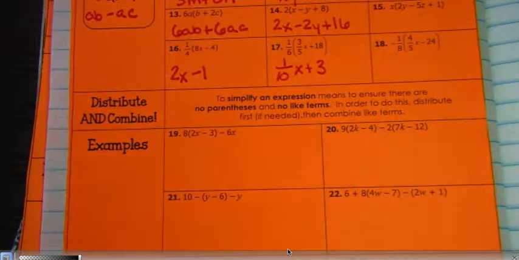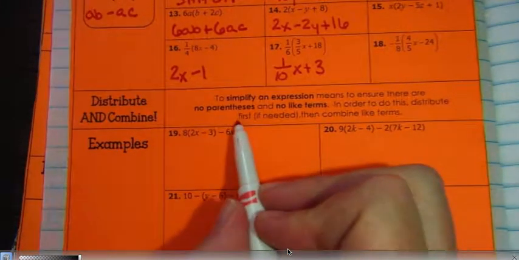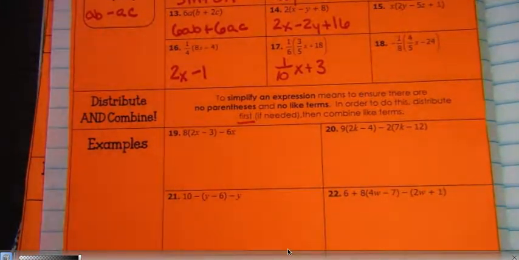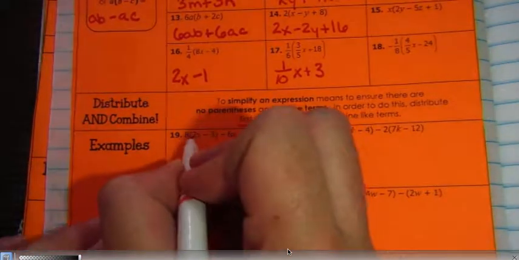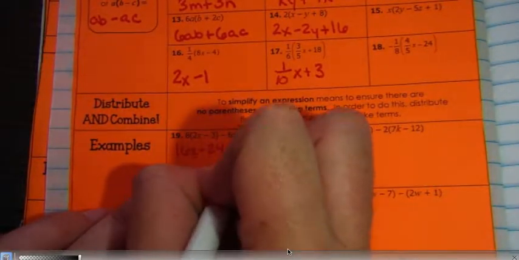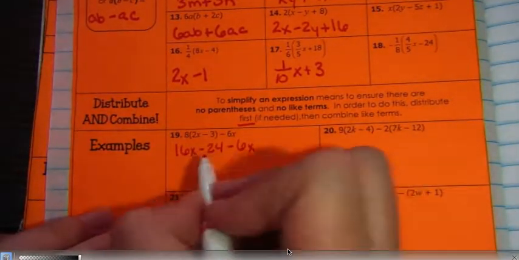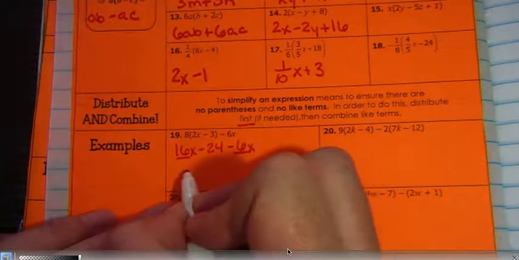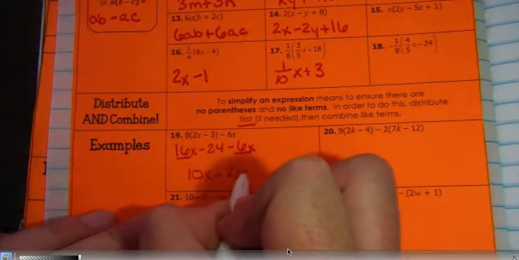You want to do the distribute first if needed. Sometimes you don't have to distribute, then combine like terms. So distribute, then combine. So we're going to distribute. So I have 16x minus 24 minus 6x. And then I'm going to combine. That's going to be 10x minus 24.